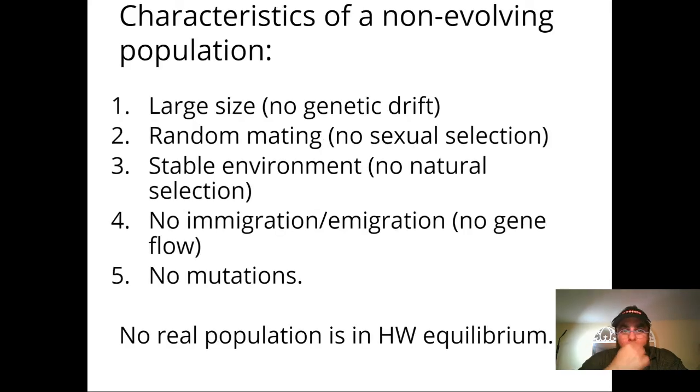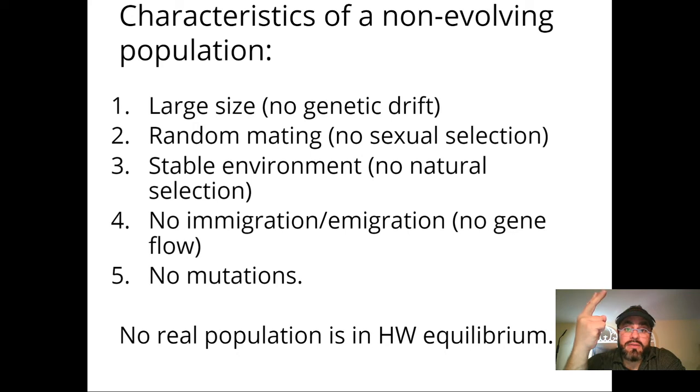So let me go on and tell you a little bit about this theory or this equilibrium. For Hardy and Weinberg, what they realize is that in science we don't ever prove, but we can disprove. So in order for us to test if a population is changing, what we need to do, in fact, is we need to test if it's not changing. And so a non-evolving population has these 5 characteristics. Number one, it's got a large sample size. That means that there's no genetic drift happening.